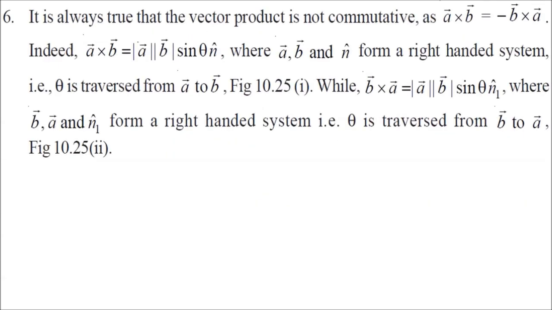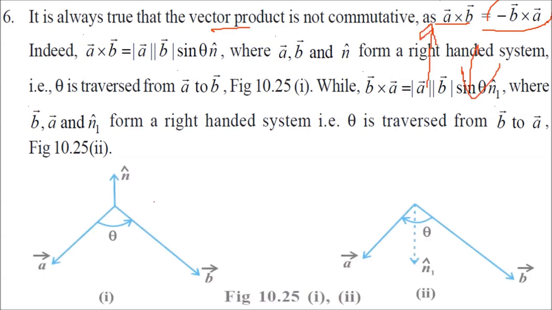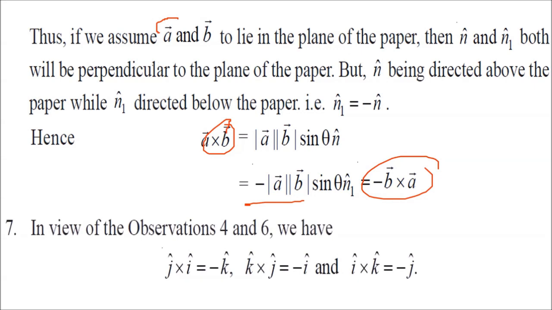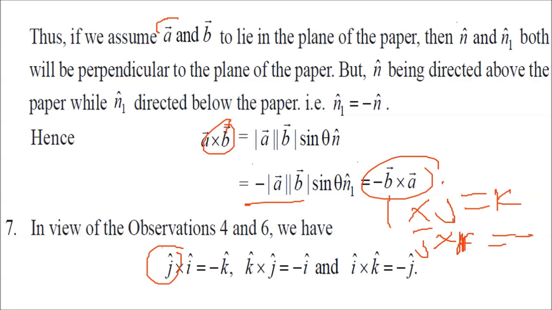And it is always true that the vector product is not commutative. That is, a cross b is not equal to b cross a. Actually, it will be negative, because for one, n cap is on one side, and for the other, n cap points downside. If we assume a and b lie in the plane of paper, n and n1 are in opposite directions. That is why a cross b is equal to minus b cross a. You also have to see that I cross j was k, but j cross I will be minus k.